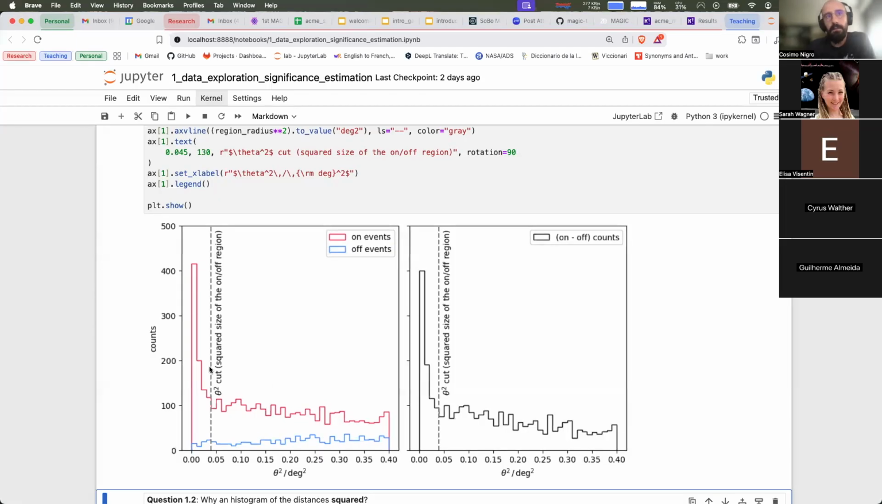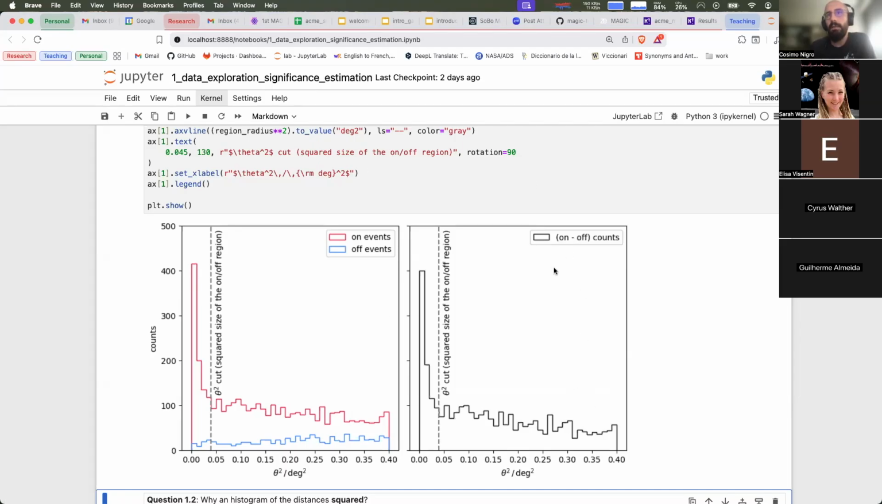Basically the presence of a signal, no? If I take the center of the off region, more or less, I always have the same number of events as I go far away from it. It's more or less flat. But if I take the center of the on region, which is the source position, the closer I get to the source position, the more events I get, right?